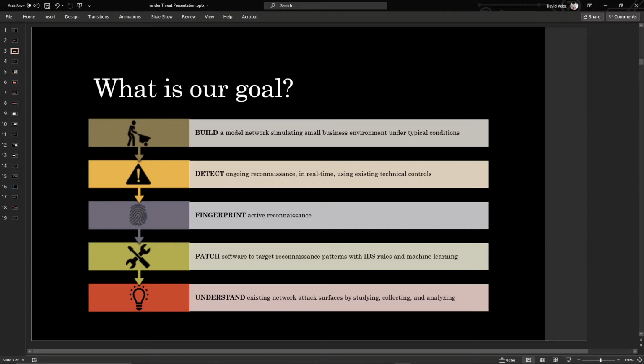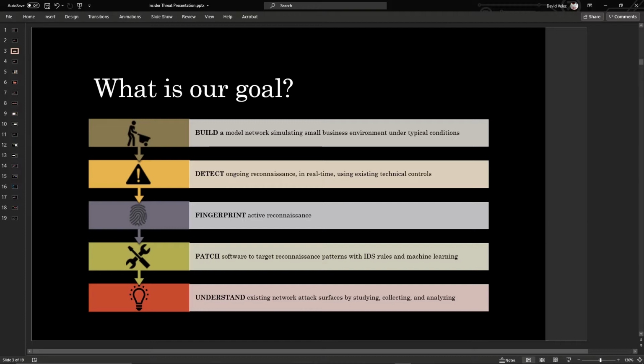The first step was to build a model network that simulates a small business environment with infrastructure that is commonly seen in today's industry. So our research network was designed with this purpose in mind, to capture results that are in a simulated environment and not in a vacuum.